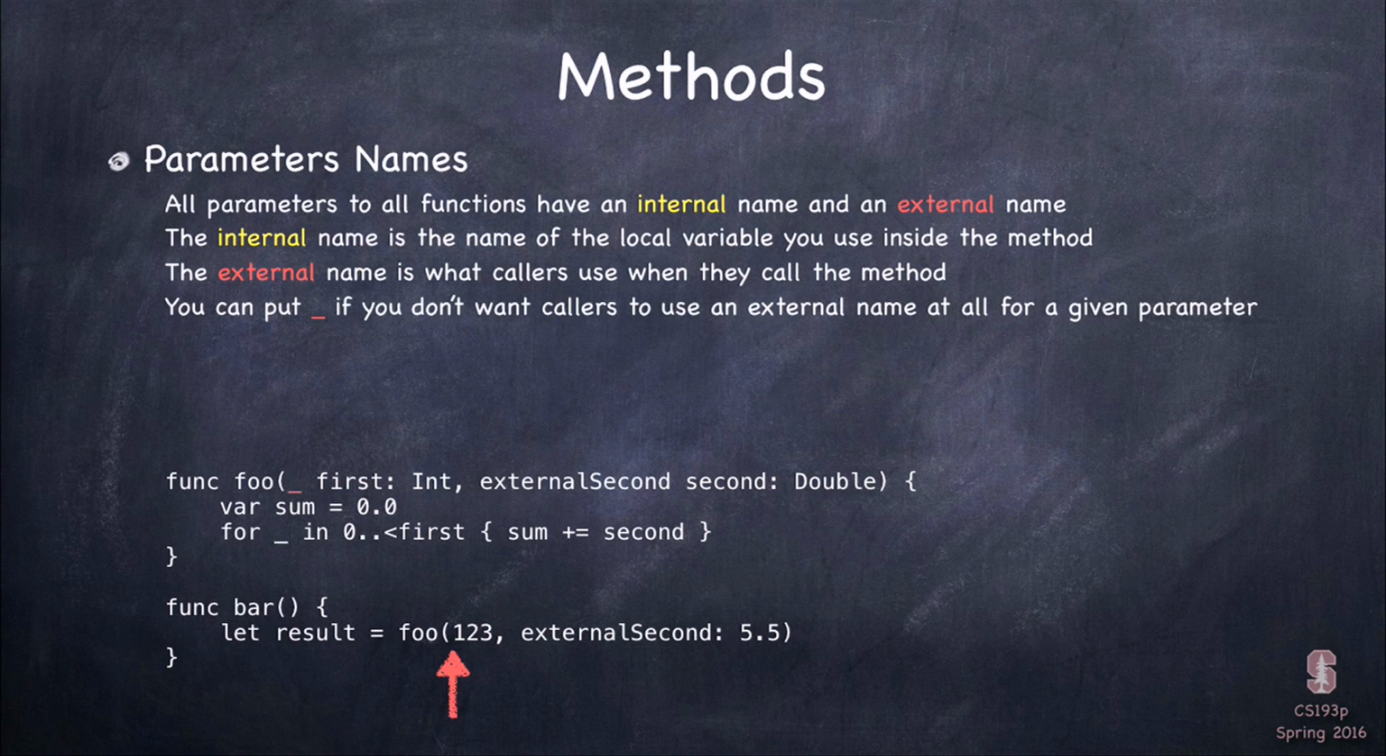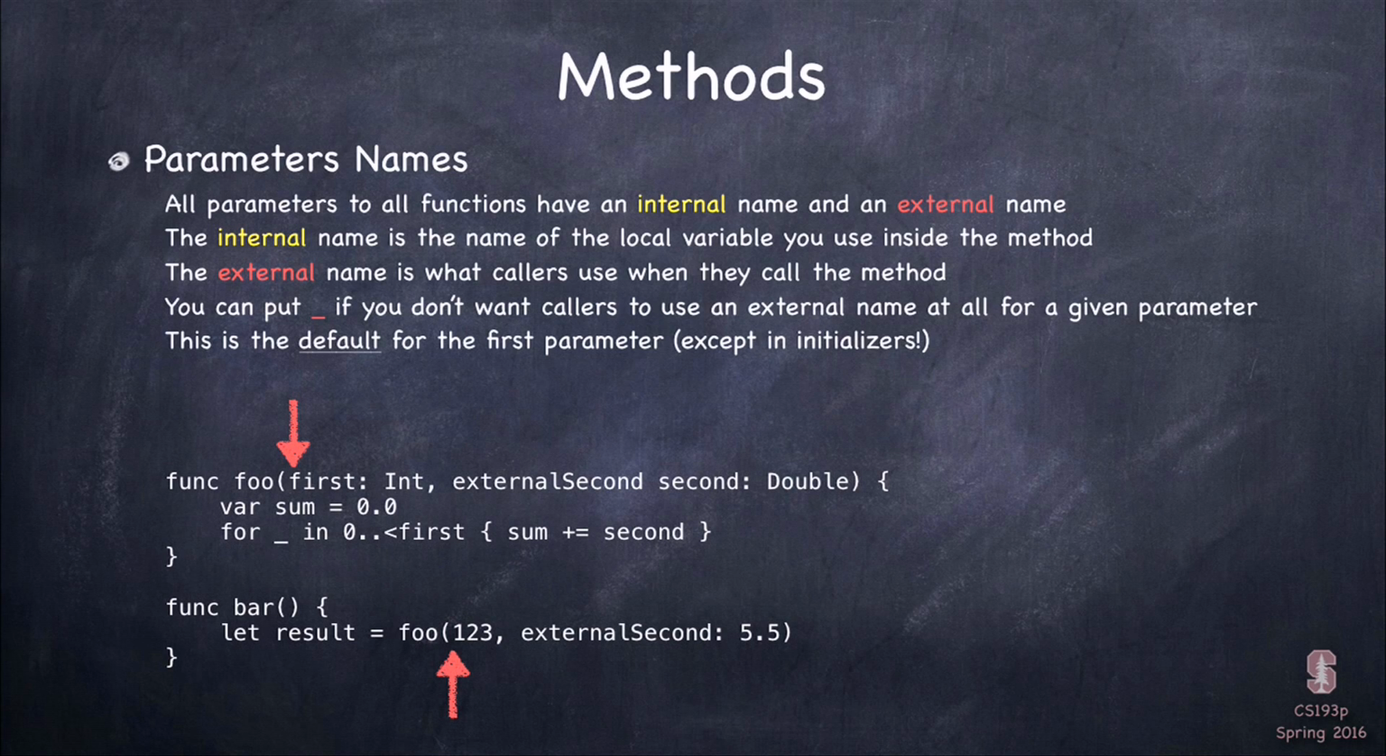You can put an underbar if you don't want callers to use an external name at all for a given parameter. If you put underbar as the external name, then there will be no external parameter. So you see it says foo parentheses 1, 2, 3, not foo parentheses external first or anything. It's just 1, 2, 3. And in fact, this is the default for the first parameter. The first parameter defaults to underbar. You don't need to put an underbar there when you're creating a function. By default, an underbar will be put there for you.